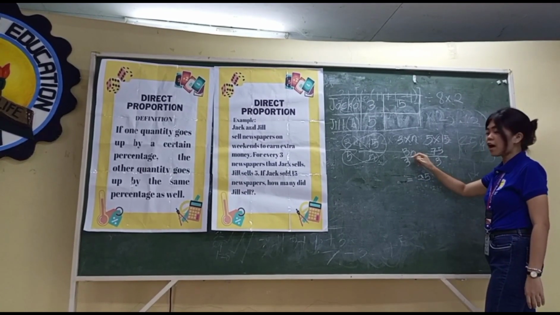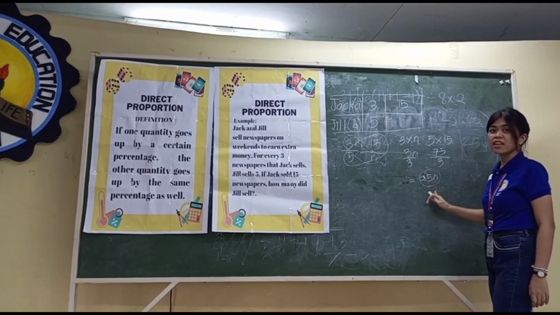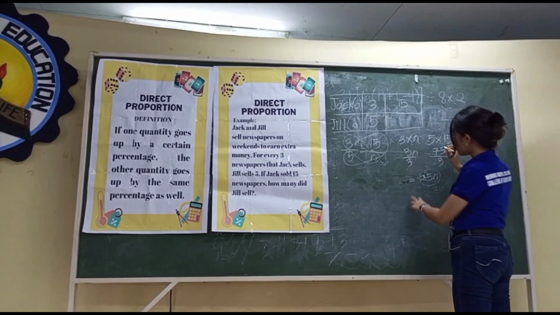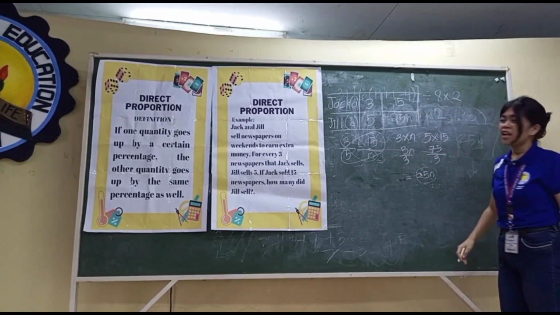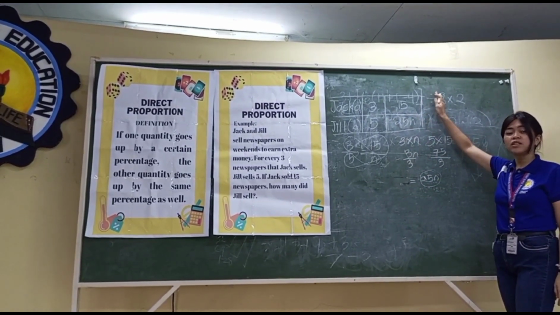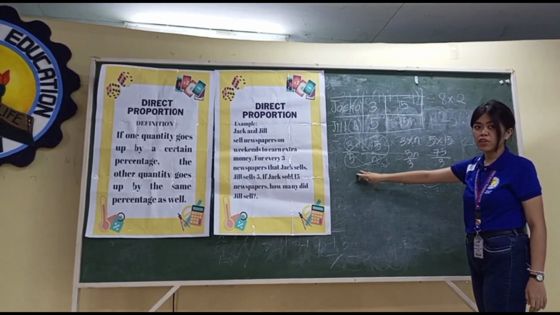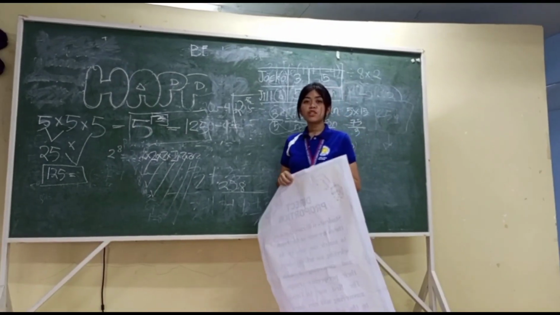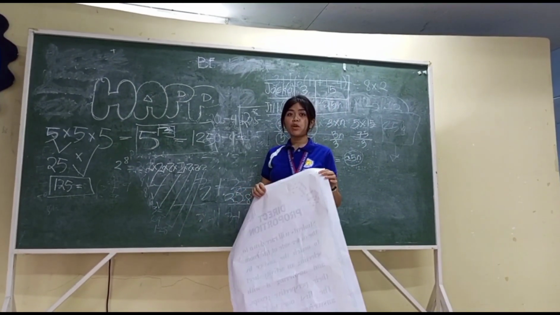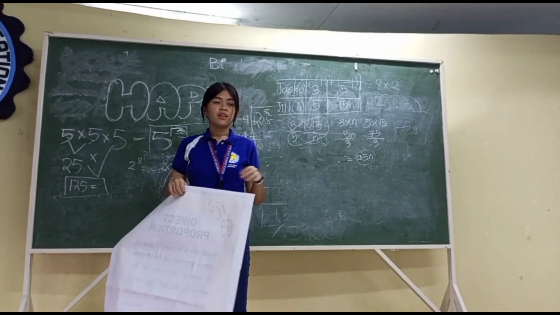Then we will copy. So, how many did Jill sell that day? She sold 25 used papers. Now, this is the example. This is how you can solve that proportion using the modified method or cross multiplication. Any questions regarding the discussion of the proportion? Anyone? None? Okay, that's good.